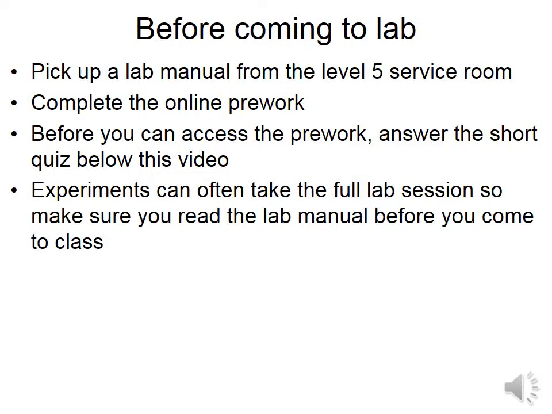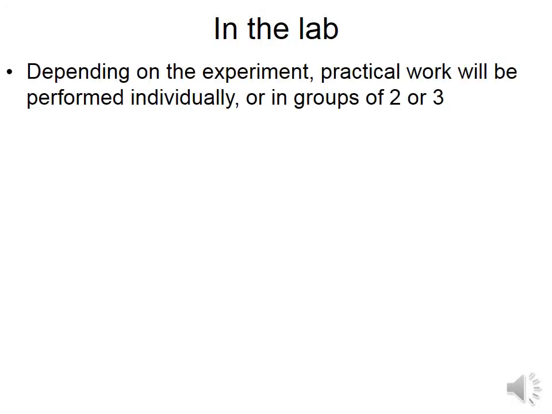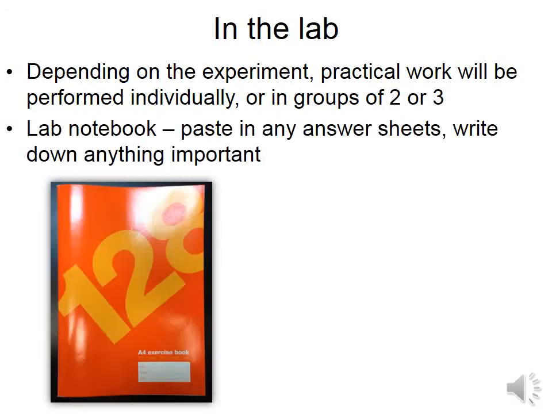Experiments can often take the full 4-hour lab session. So it is essential to make sure that you have read the lab manual, and planned for your experiment, before you come to class. Most experiments will be performed individually, but for a couple you will be working in groups of 2 or 3. In addition, for the 2-part labs you will pool your data at the end of the lab, and use the combined data to write your report.